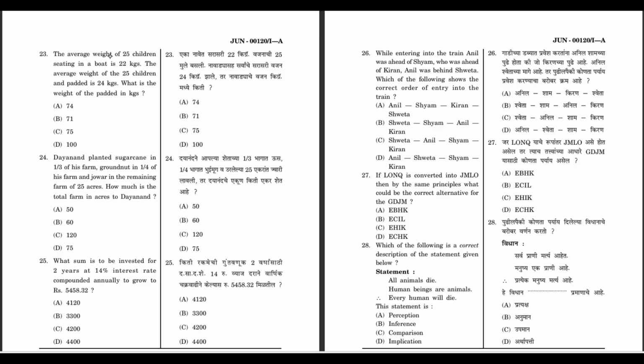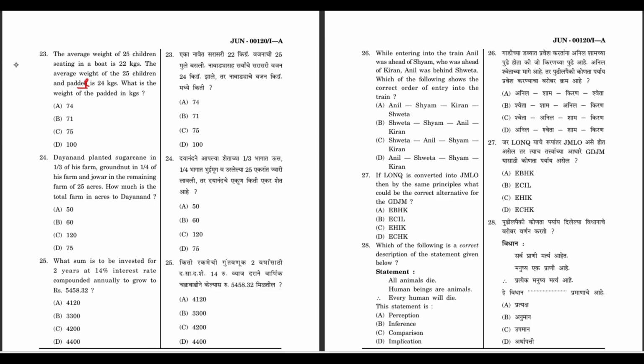Next, the average weight of 25 children sitting in a boat is 22 kgs. The average weight of the 25 children and paddler is 24 kg. What is the weight of the paddler in kgs? 74 kg, 71, 75 or 100 kg.